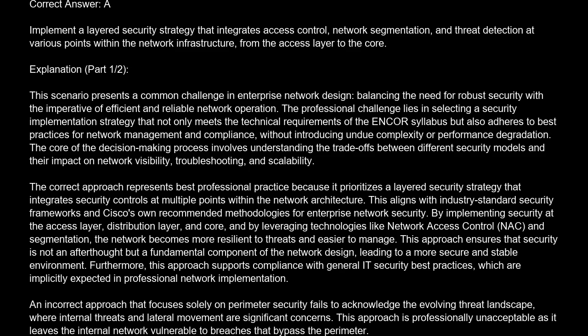The correct answer is A. Implement a layered security strategy that integrates access control, network segmentation, and threat detection at various points within the network infrastructure, from the access layer to the core. Explanation: This scenario presents a common challenge in enterprise network design, balancing the need for robust security with the imperative of efficient and reliable network operation.